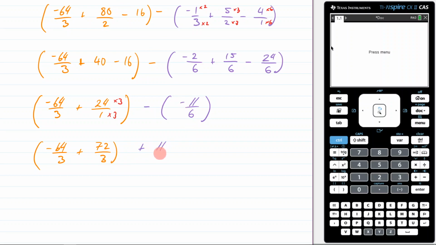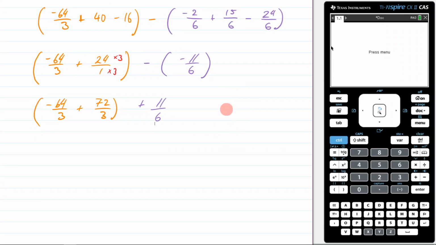So it's going to be plus 11 on 6. My goodness, what a horrible question this is. Who made this? Now I've got negative 64 plus 72. That's going to be 8 on 3. And then I've got plus 11 on 6. I'm going to have to find a new color now.